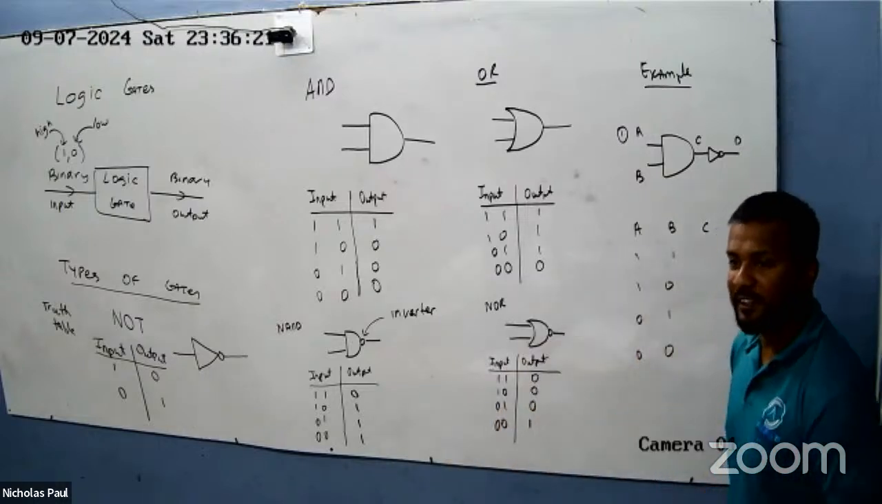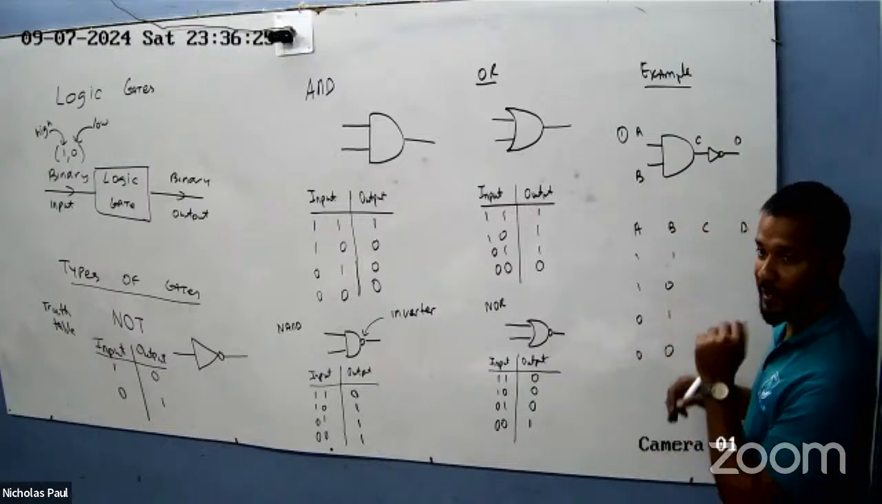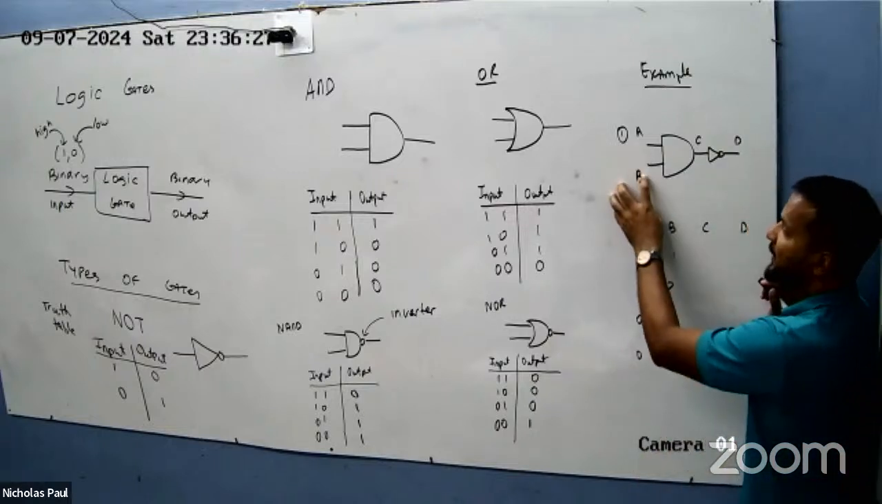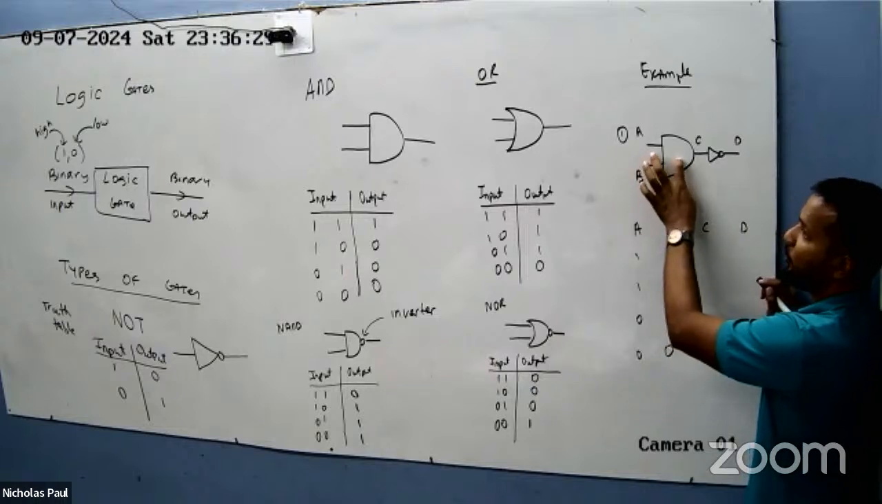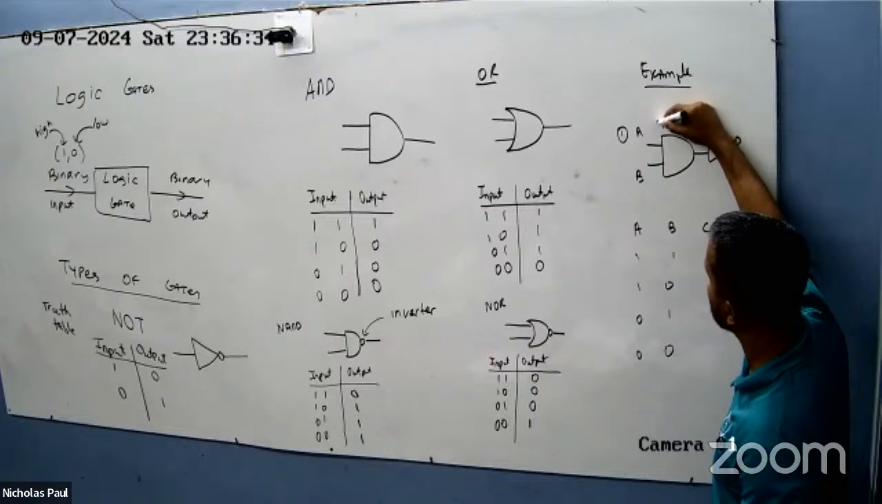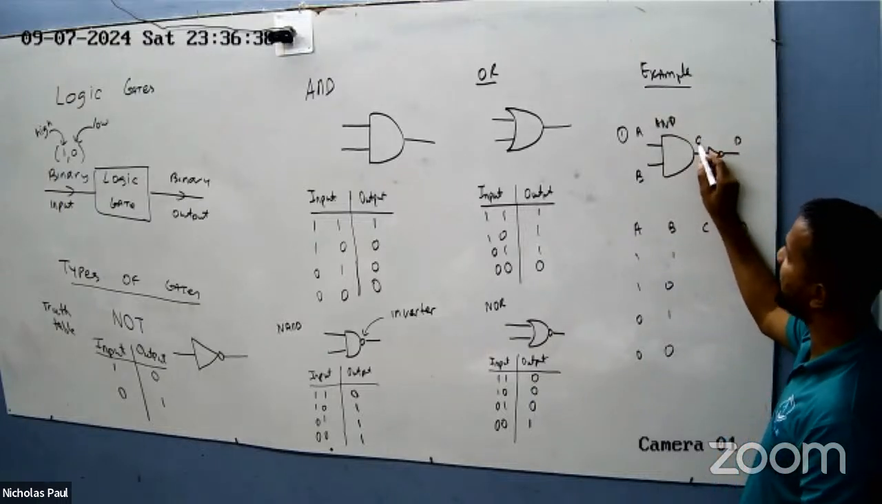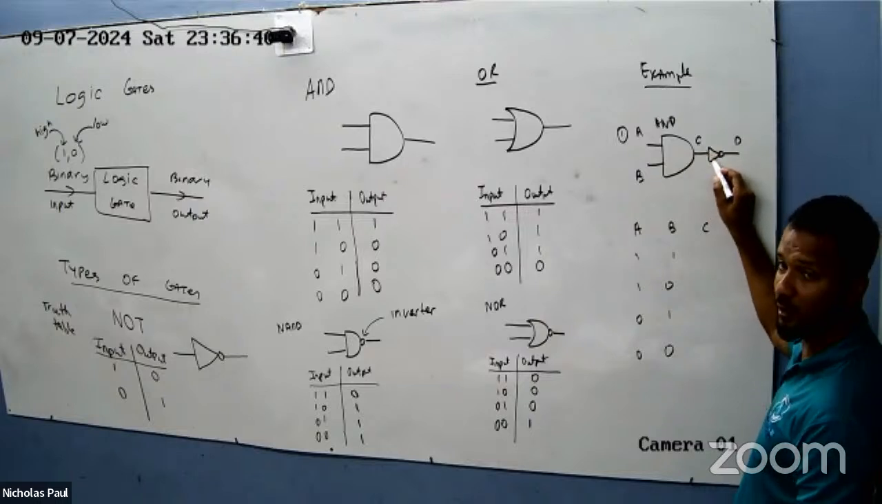All right, so here's how it works. In order to figure out how it works, we need to know the type of gate. Inputs are A and B going into this gate. So what gate is that? AND gate. And then that AND gate gives an output of C, which goes into a NOT gate.